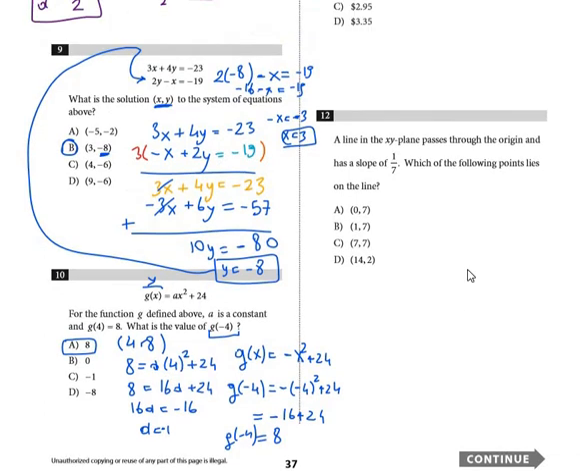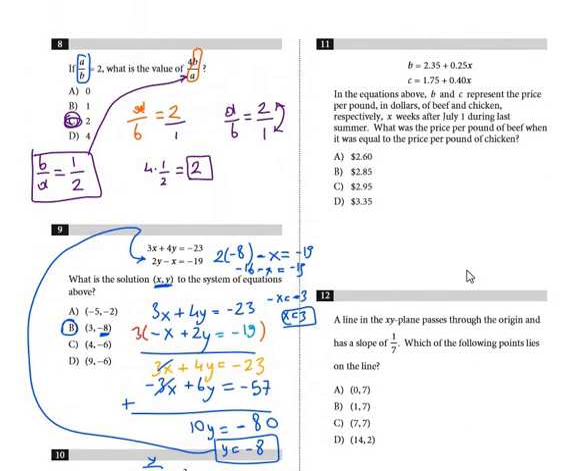Question number 11. b equals 2.35 plus 0.25x. c equals 1.75 plus 0.40x. In the equations above, b and c represent the price per pound in dollars of beef and chicken, respectively, x weeks after July the 1st during last summer. What was the price per pound of beef when it was equal to the price per pound of chicken?